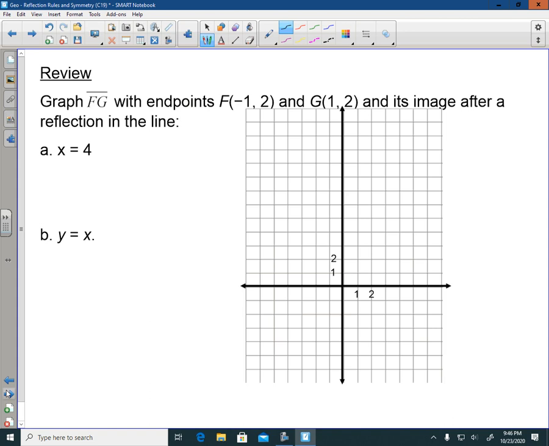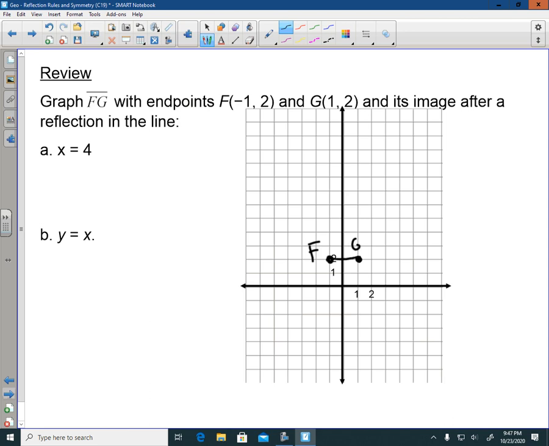So this is a bit of a review from our last bit of notes, and so there's probably not a true need to take notes on this, but I wanted to remind you of a couple of things. First of all, we've seen this graph before, the graph of FG. So I'm going to go ahead and get it on this graph here. And -1, 2 is right here, and this is where F lives. And then 1, 2 is here, and this is where G lives.